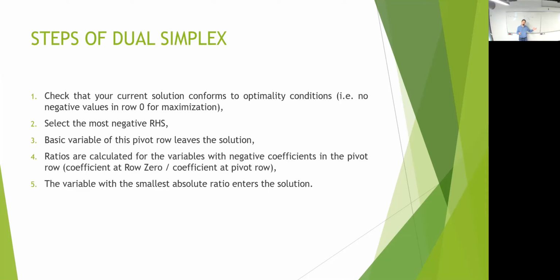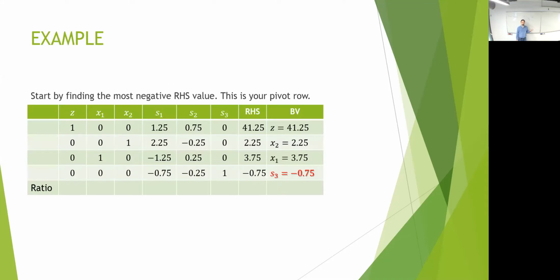Dual simplex is all about finding that pivot point starting from the negative value on the right-hand side. That's it. It's pretty simple actually, but it just looks horrifying sometimes, but it's not. It's just about finding the pivot point, and then you apply normal simplex once again. It's all about normal simplex. Just finding that pivot point is what happens with all different types of simplex, up to now at least. So we said that the variable with the smallest absolute ratio, once again, the ratio should be the smallest one, enters the solution. So how do we do that?